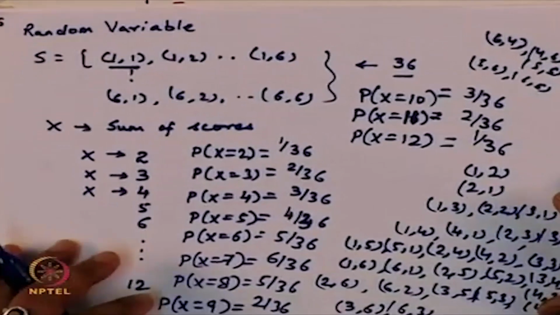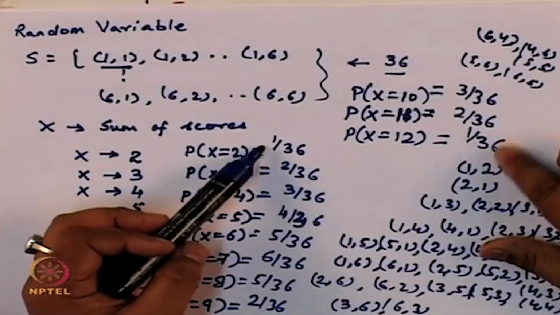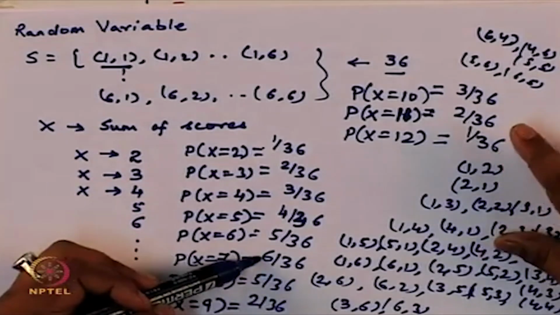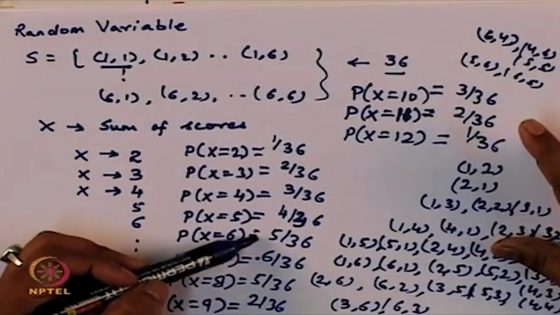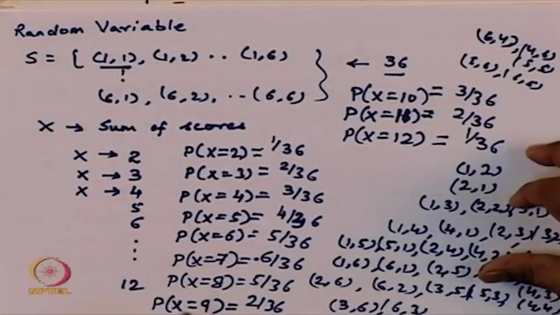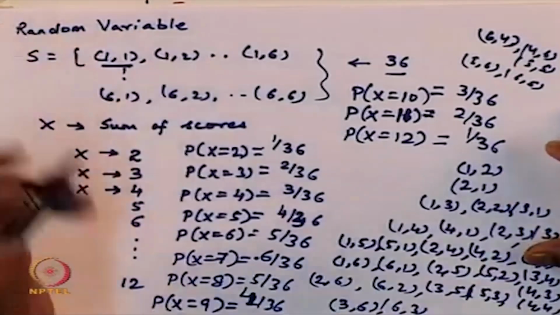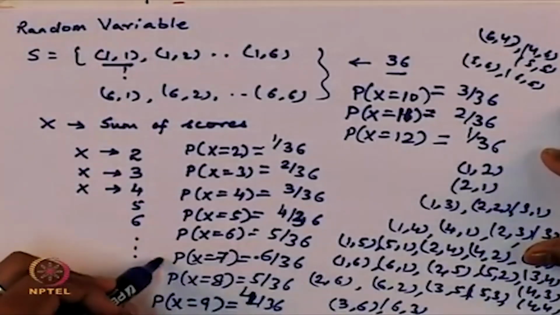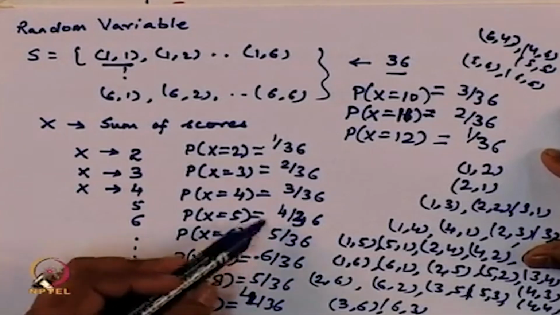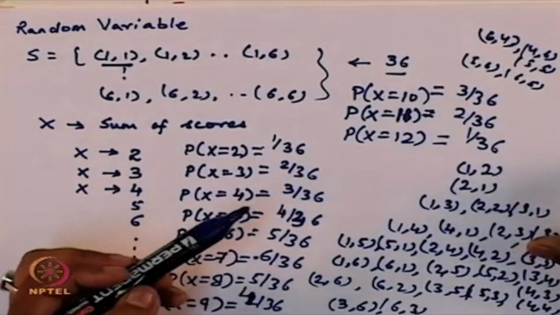Okay. So, you have the following possibilities. Your lowest probability is 1 by 36 for x equal to 2 and x equal to 12. Highest is for x equal to 7, which is 6 by 36, and then you have 5 by 36, and x equal to 9 is 4 by 36. This is a symmetric distribution. Your peak is at x equal to 7, 6 by 36, then you have 5 by 36, 4 by 36, 3 by 36, 2 by 36, and 1 by 36.